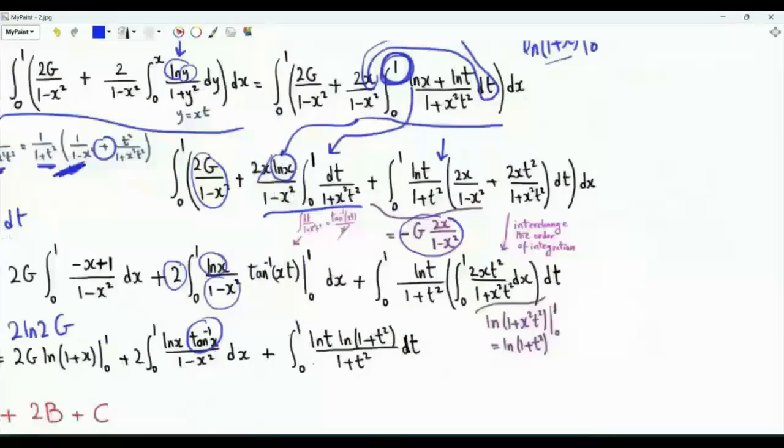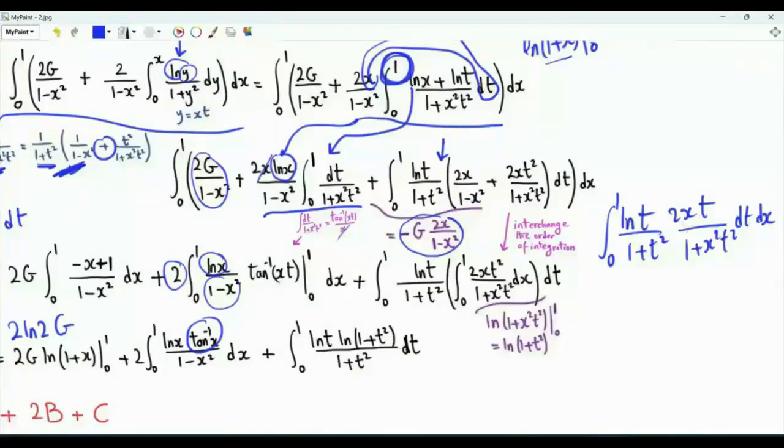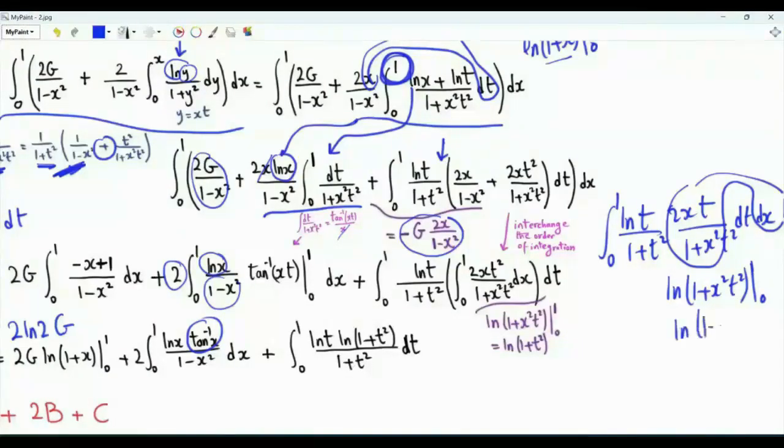We have one last integral in this part. We swap the order of integration because it is straightforward to integrate with respect to x to obtain the natural logarithm of 1 plus x squared t squared. After using the limits of integration, we get the natural logarithm of 1 plus t squared.